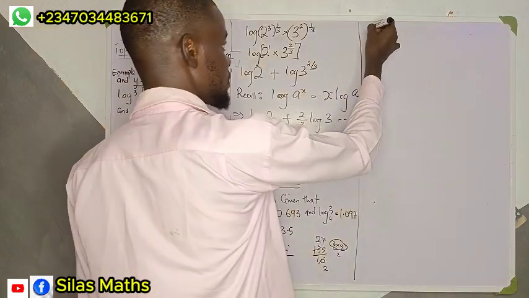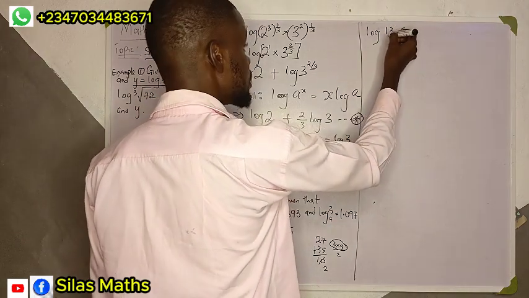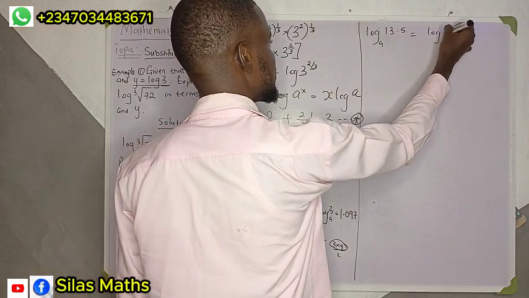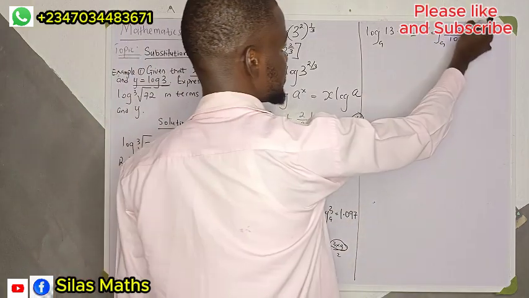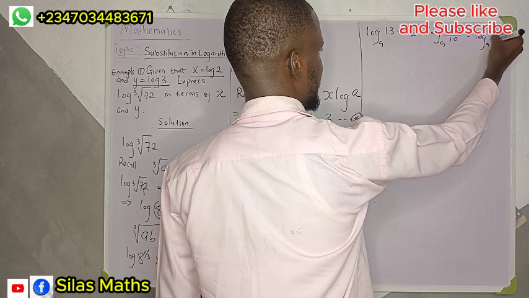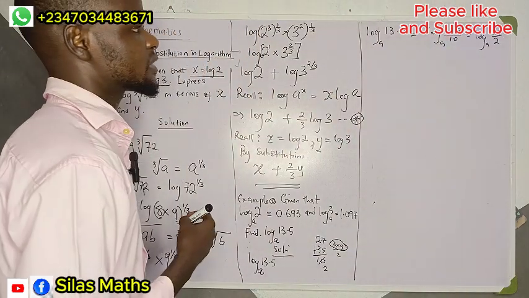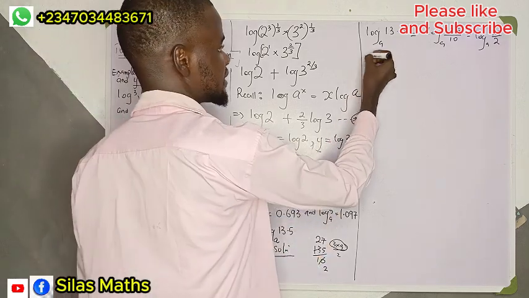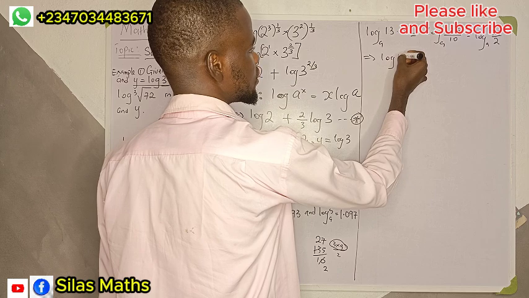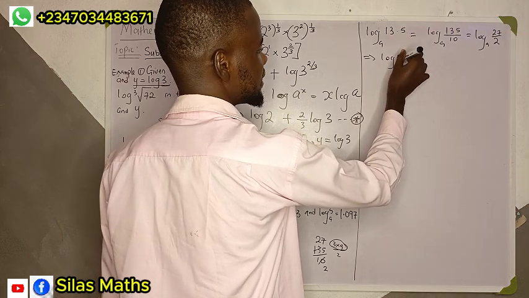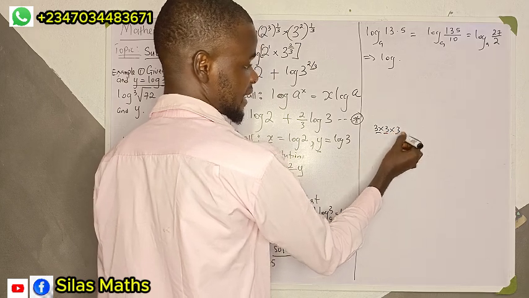Let's express it. This is going to give us log of 13.5, which is log of 135 divided by 10, base a. If you reduce like we have done here, reducing this further is going to give us log a of 27 divided by 2, dividing the two numbers by 5. Simplifying further, this is log of 3 times 9, like we said earlier. Let's check this: 3 times 3 is 9, 3 times 9 is 27.